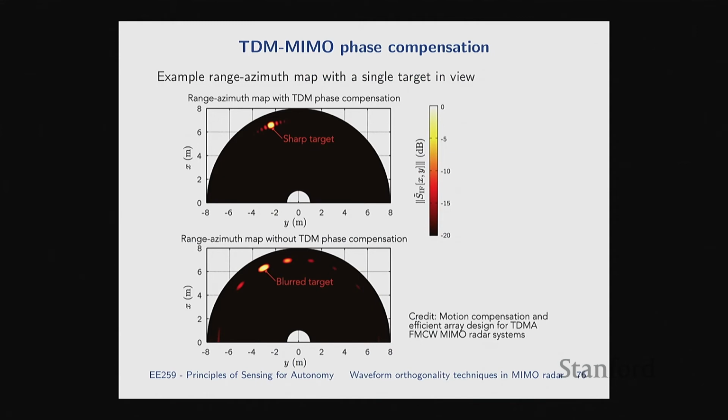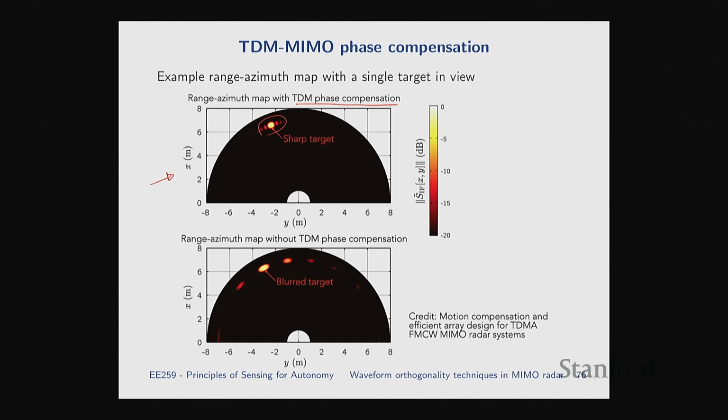Here's one example. This is a very simple scene, just one target in the scene, and this is kind of the point cloud, if you will, a 2D point cloud. Also, you can think of it as a range azimuth map of the target. So that's basically the target. That's what you get if you do proper TDM phase compensation.